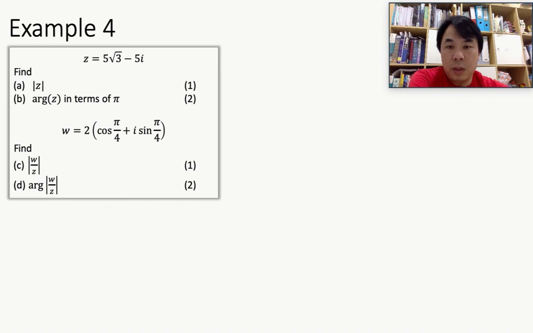So let's try to work out the first section. So we have z equal to this. Now the magnitude itself should not be a problem. That is basically just Pythagoras theorem in this case.